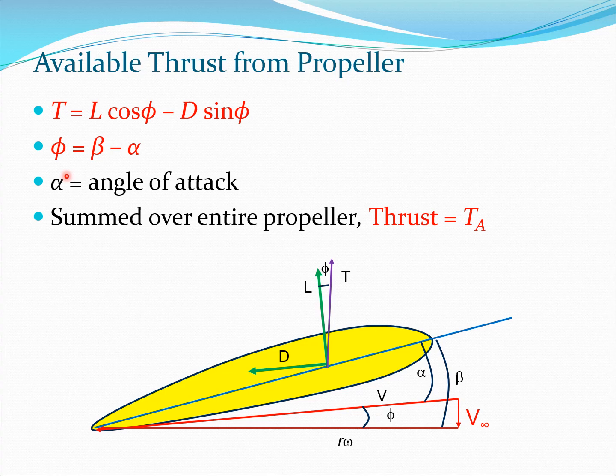Also remember the previous things which we mentioned: phi is beta minus alpha, where alpha is the angle of attack. And what you have to do is to sum all the T's which are going around the different propeller blades, and the total of that is going to be the thrust here. So some kind of blade element theory can easily be used to get this kind of thrust.